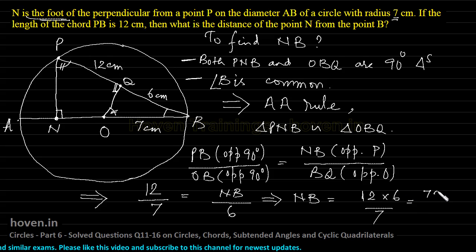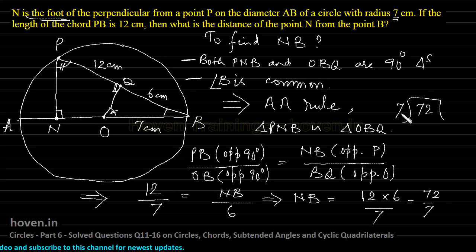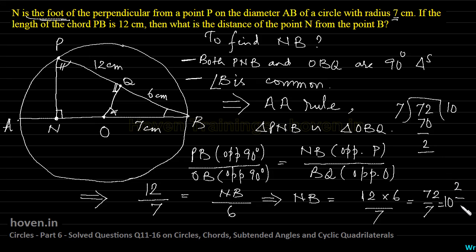So it will be 72 by 7. Now it can be cast into the standard form. Write it like this. 7 tens are 70. This 2 is the remainder. So this can be cast into this form: 10. Take this 2 by 7. So it will be 10 2 by 7 centimeter. This is one of the options in this question. So this is the answer.